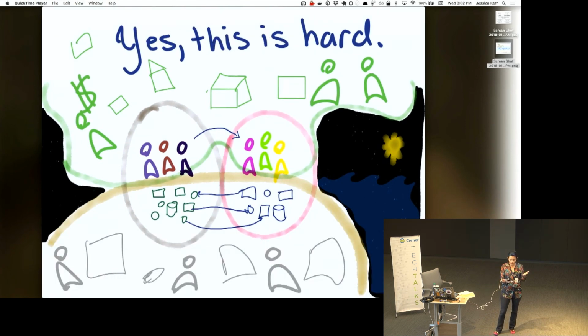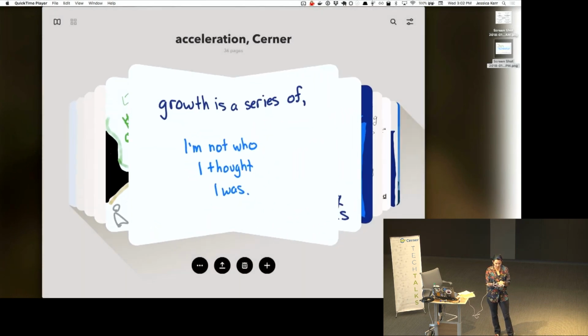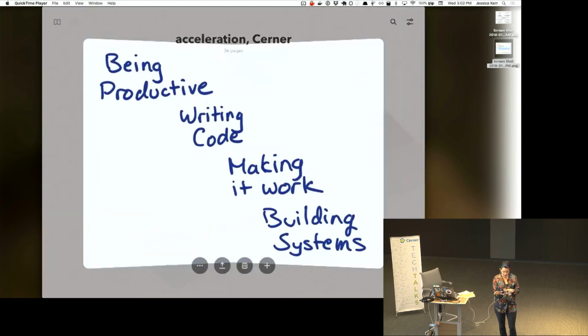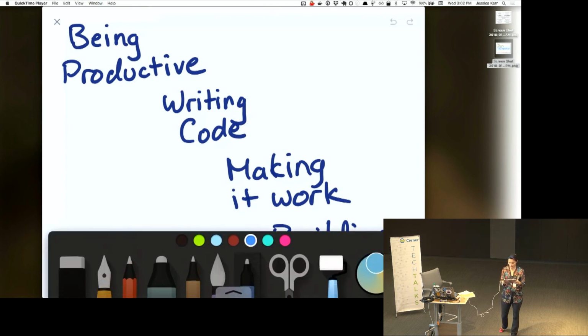It really is hard. We're changing a system that is part of a system that we are part of, that in turn is part of, like, this thing down here is supposed to be all of technology, and this green stuff is the economy. And it's all changing all the time. So yeah, we can't predict the effects. But a lot of people have said that growth is a series of I'm not who I thought I was. Yeah, so maybe my job is not being productive, writing code, making it work, and building systems.